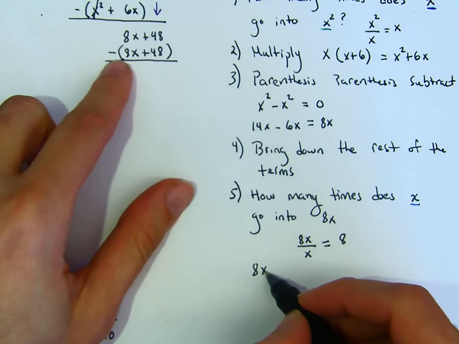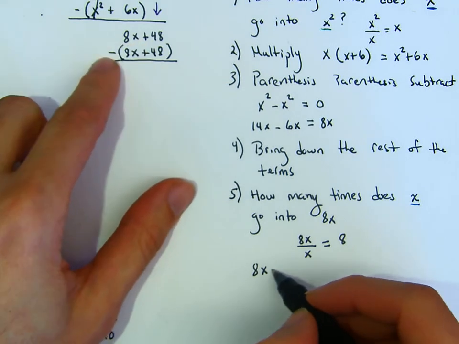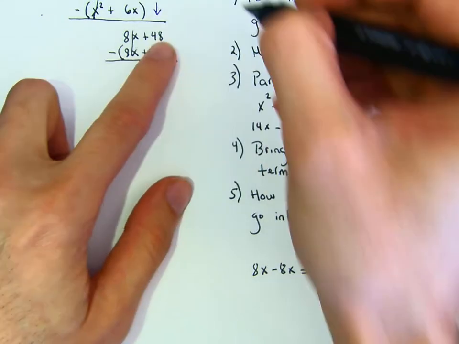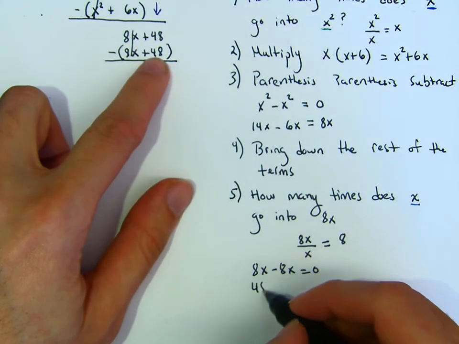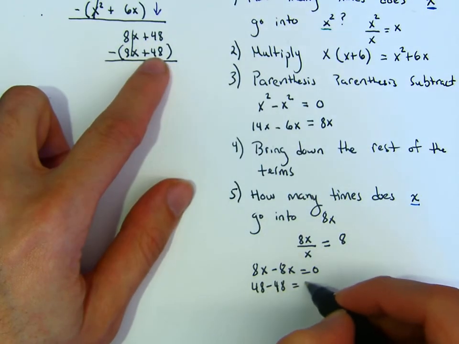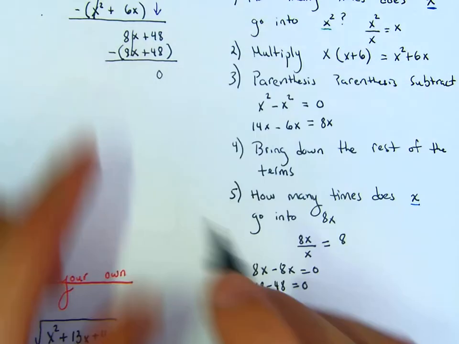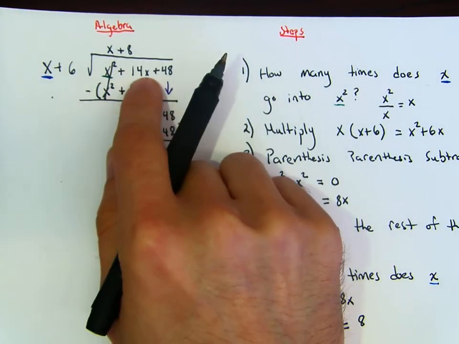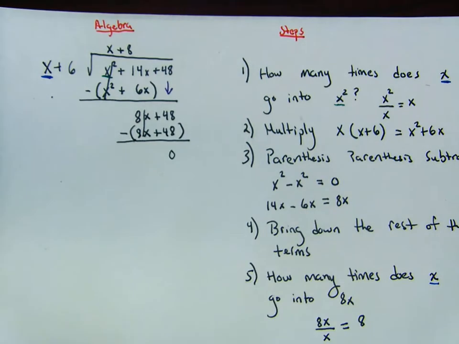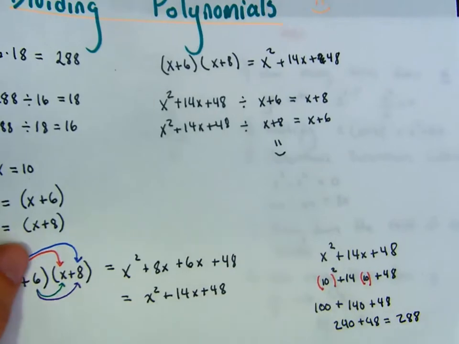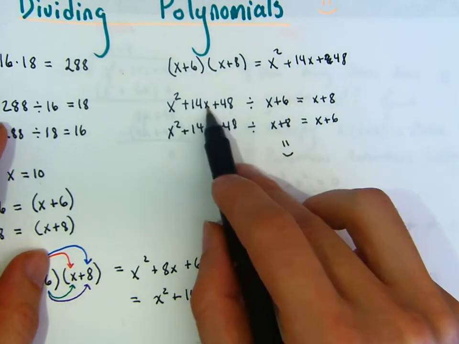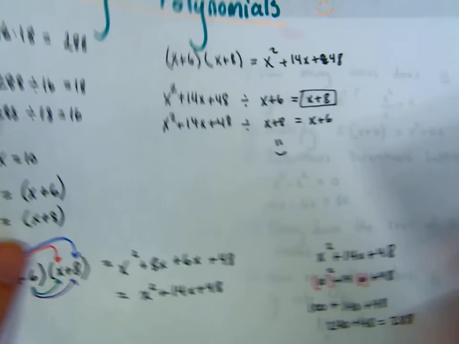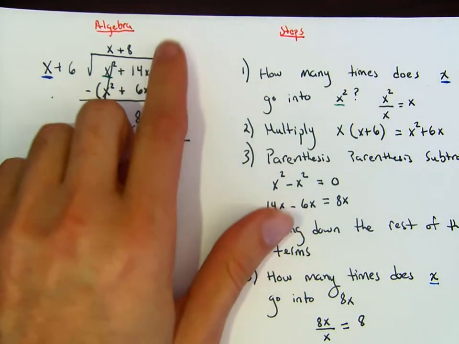And then you do this algebra. What is 8x? This minus 8x is 0. So this cancels. What's 48 minus 48? That's 0. And that's what we have, right? Because notice that when we divided x squared plus 14x plus 48, if I divide it by x plus 6, we hope to get what? That x plus 8. And here it is.